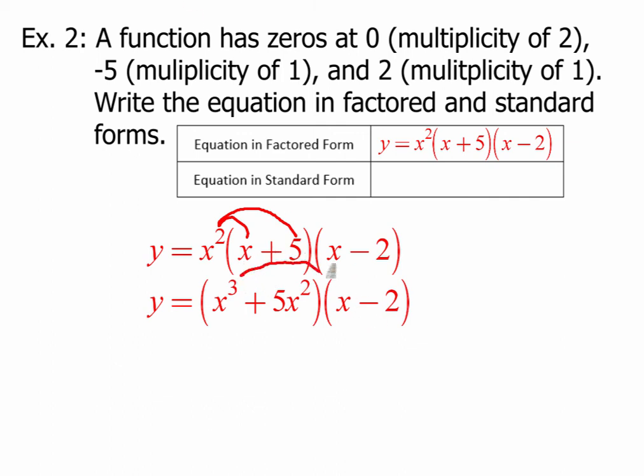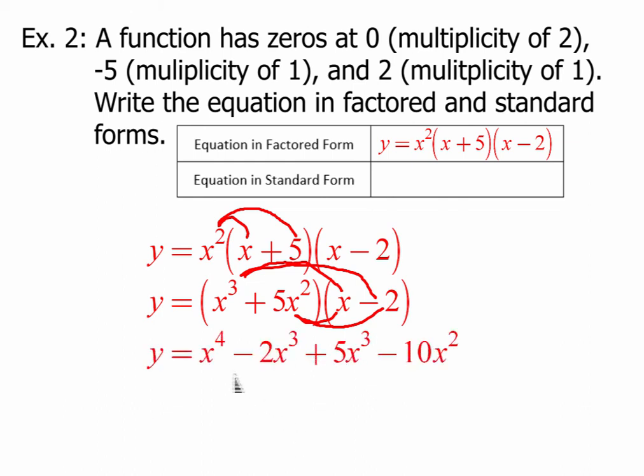So I'm going to double distribute. x cubed times x, x cubed times negative 2, 5x squared times x, 5x squared times negative 2, and that gives me this resulting polynomial. So x cubed times x is x to the fourth, x cubed times negative 2 is negative 2x cubed, 5x squared times x is 5x cubed, 5x squared times negative 2 is minus 10x squared. Combine my two like terms, negative 2 plus 5 is 3, and I get my equation in standard form, which is x to the fourth plus 3x cubed minus 10x squared.